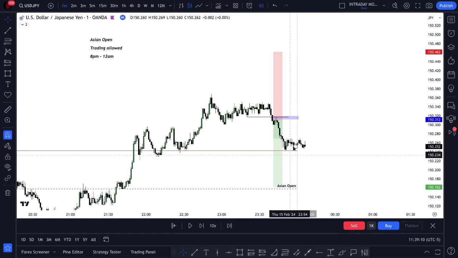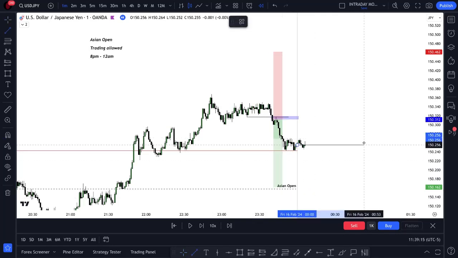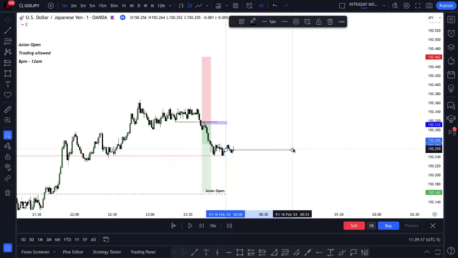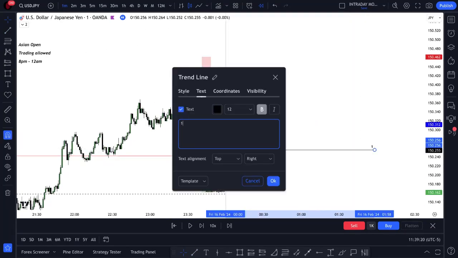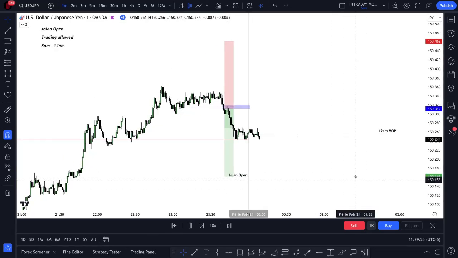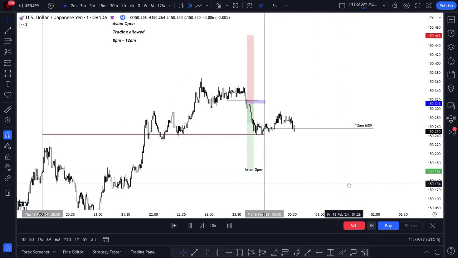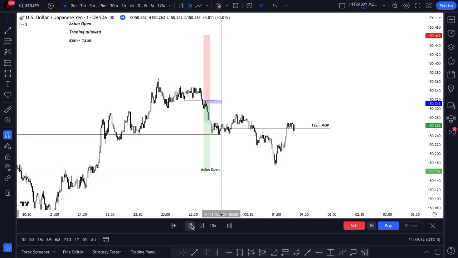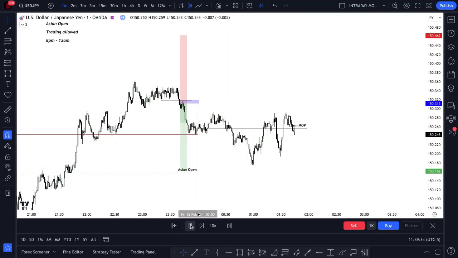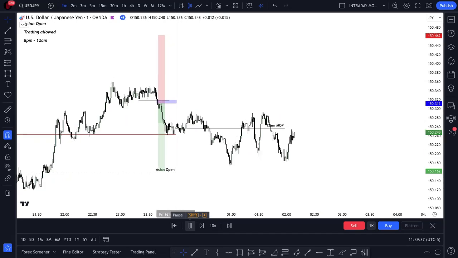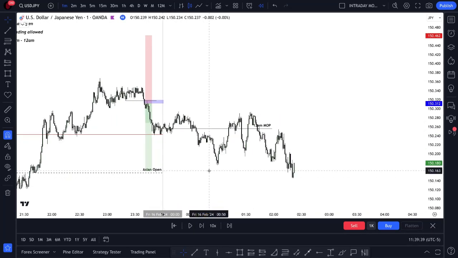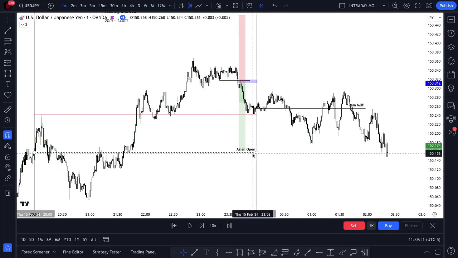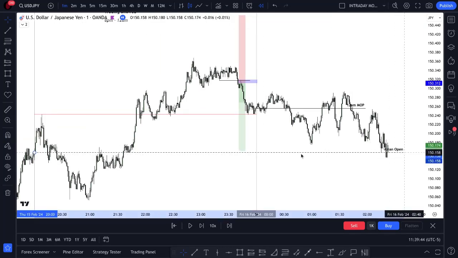You can see we're going into IPDA true day as well. So even if we were to mark this out as well, the opening price at midnight is just 12 a.m. or midnight opening price, MOP. And play this out and see how it reacts around that as well. You can see we got 10 pips there. Price comes back above midnight opening price again. And then we got 15. And we got right back down to the Asian open again, once again.